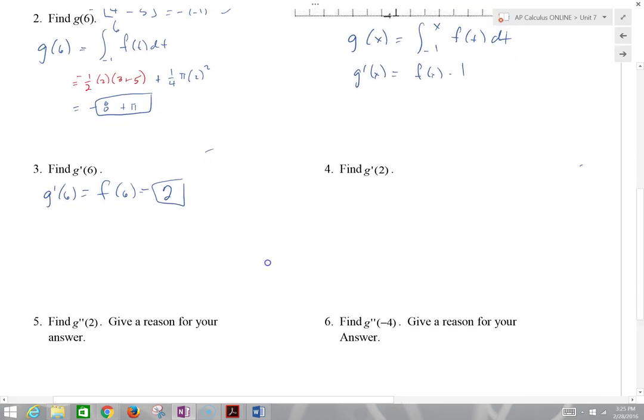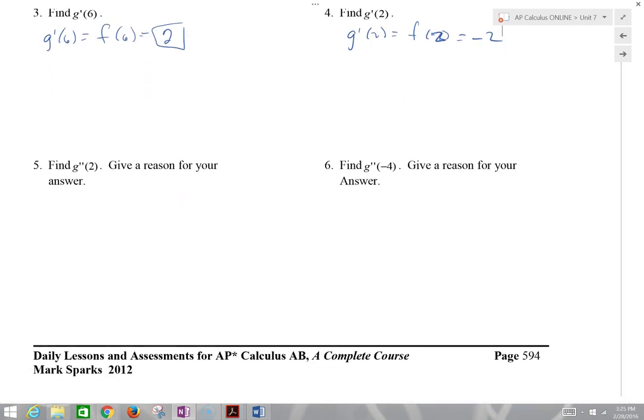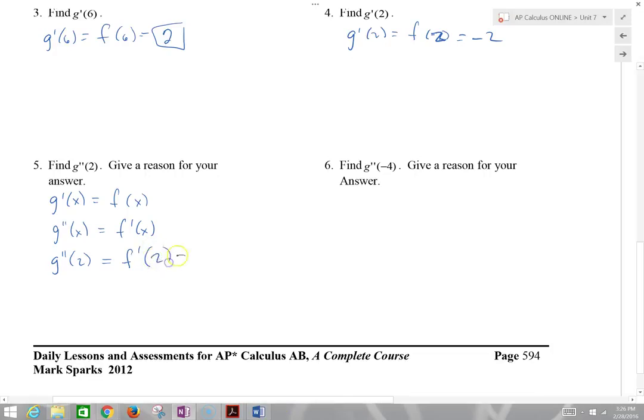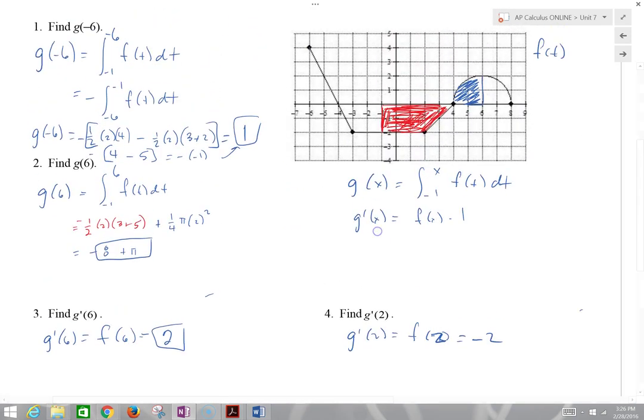And number 4, just look at the graph. g prime of 2 equals f of 2, which is equal to -2. And for the double prime, g prime of x is equal to f of x, so g double prime of x is going to be equal to f prime of x, and we want to know what happens at 2. So g double prime of 2 is equal to f prime of 2.